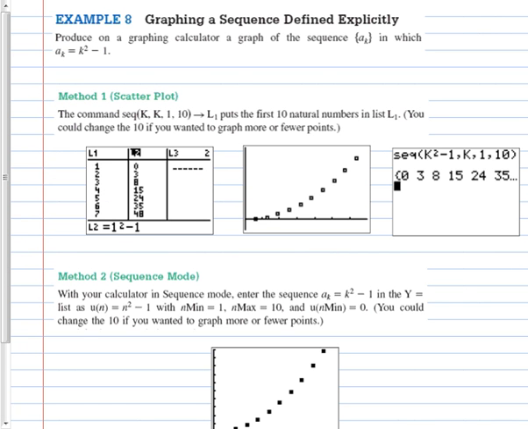Let's go to your calculators. How can we get our calculators to make some of these things? It says produce on a graphing calculator a graph of the sequence a sub k in which the terms are k squared minus 1. Well, if I'm going to graph, I need some values to graph. I kind of did it all there, but go ahead and get your calculator out, because I didn't show you how to get those things. And we're going to make a table, then we're just going to graph that table, is what we're doing.